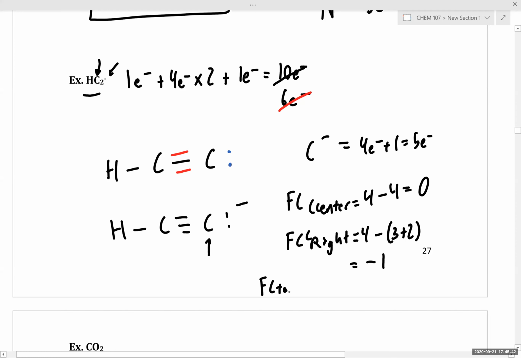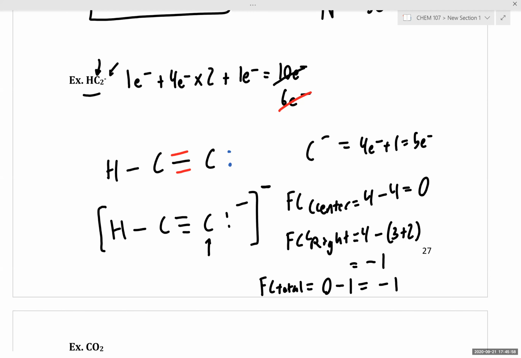If we calculate our total formal charge, we have zero minus one, which gives us a total formal charge of negative one, which matches the total charge observed for this molecule of negative one. Does this example make sense to everyone?